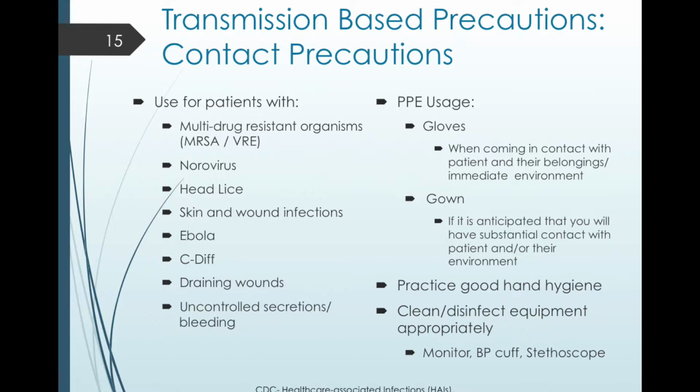If patients have draining wounds or uncontrolled secretions or bleeding, we want to make sure that we are covered under contact precautions. PPE usage for contact precautions, we want to make sure that we have gloves. Sometimes double gloving is appropriate as well. And a gown, especially if we anticipate that we're going to have a large amount of potential fluid that we may come in contact with, such as blood or secretions, or if we're going to have some pretty substantial contact with the patient and or the environment that they are in.